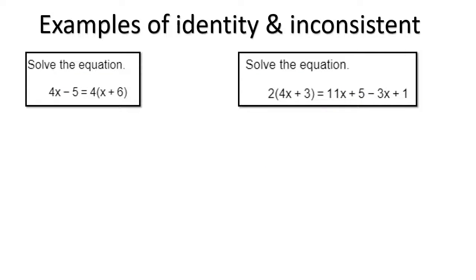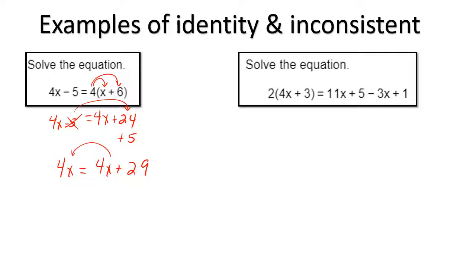Now here are some other examples of what could happen. In this first problem on the page, if I use a distributive property, notice that I get 4x plus 24 over on the right-hand side. Now when I go to move terms, for instance, that negative 5 comes over to be positive. I have 4x equals 4x plus 29. And I move that 4x and it becomes a minus. So 4 minus 4 is 0x, which is just 0, equals 29. This is false.